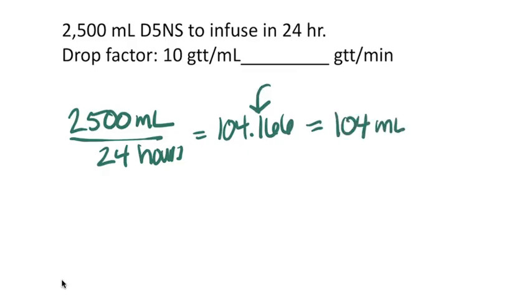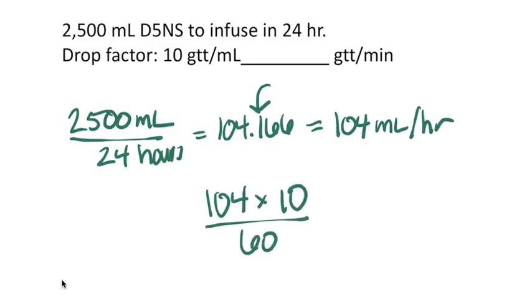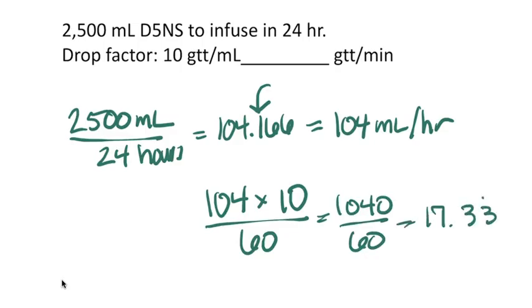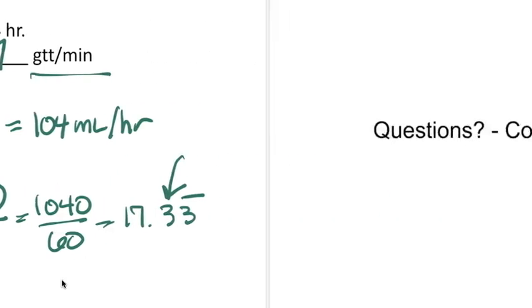104 milliliters per hour. And I'm going to take that 104 and I'm going to multiply it by 10 drops and divide that by 60. 104 times 10 equals 1040 divided by 60 equals 17.33 repeating. Again, look at that 10th value. I'm going to keep that down to 17. I've already got my label in there, 17 drops per minute.